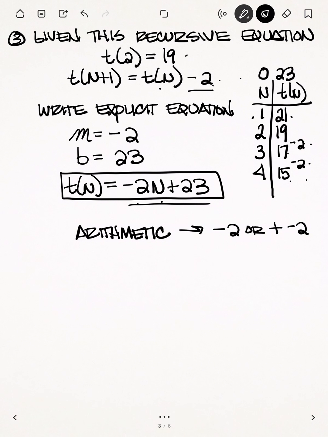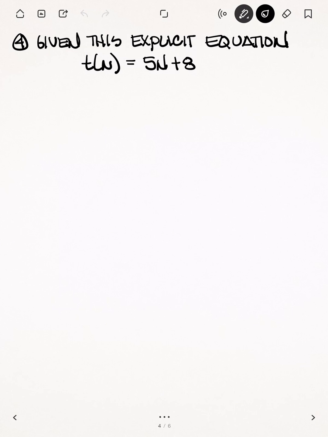So basically what this problem told us was if they give us the recursive equation, we can come up with the explicit equation. If we want to be able to find answers faster, we can turn this into this. Next problem. Given this explicit equation, so they're going to give us an explicit equation again. This is in the form y equals mx plus b, or in this case, T of n equals mn plus b.